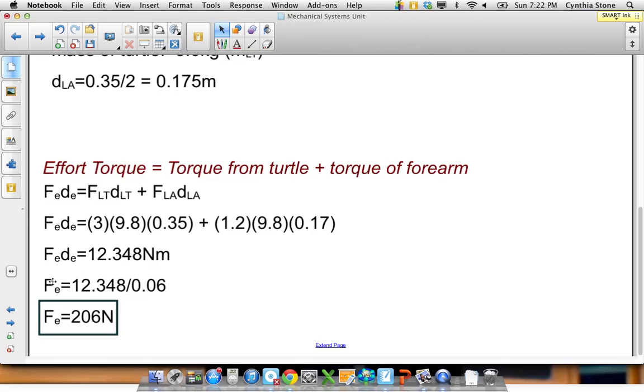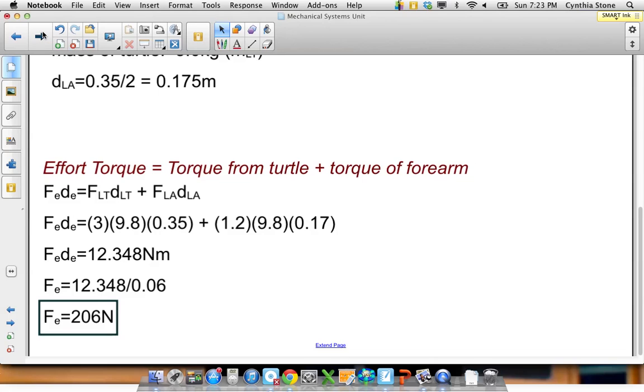To get FE then, all I have to do is divide this by 0.06, where 0.06 again is DE, the distance of where the bicep connects to the joint. So this is a harder example. I'd call this one of the hardest ones that you would do. It's not as straightforward, because you have to take into account the fact that you're holding a turtle and you're holding your arm up. If you held just your arm for a period of time, your arm would get tired, because it has its own mass.